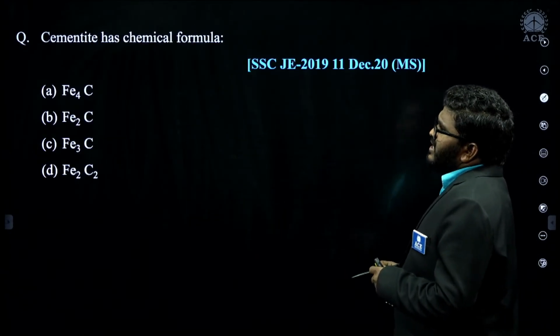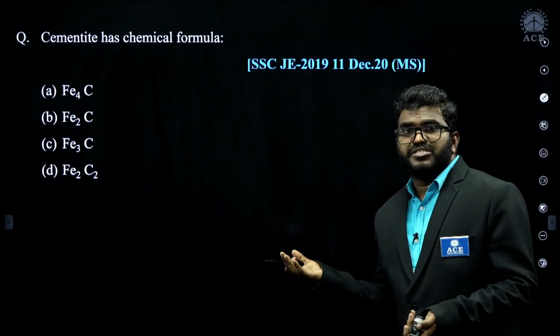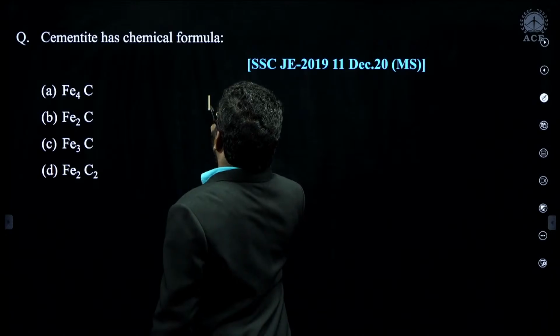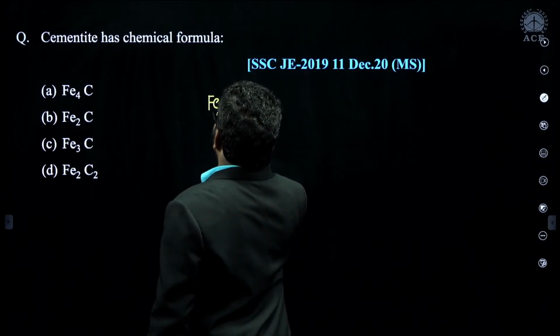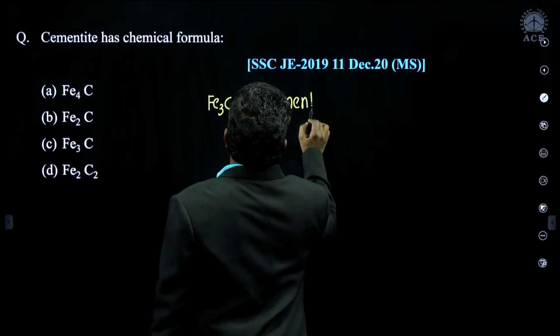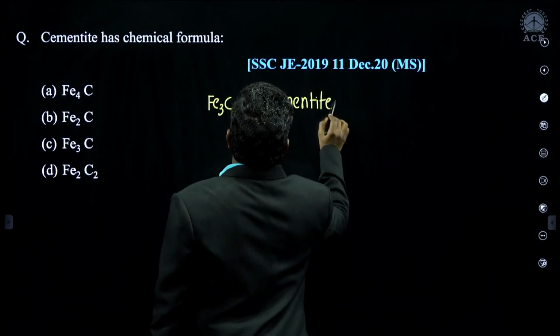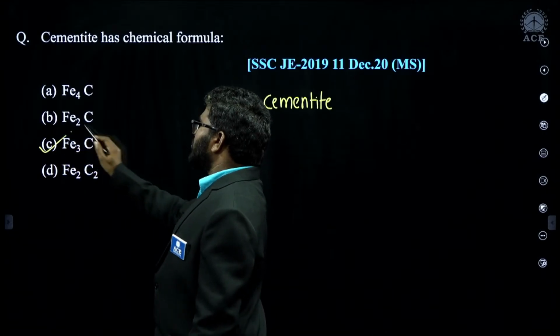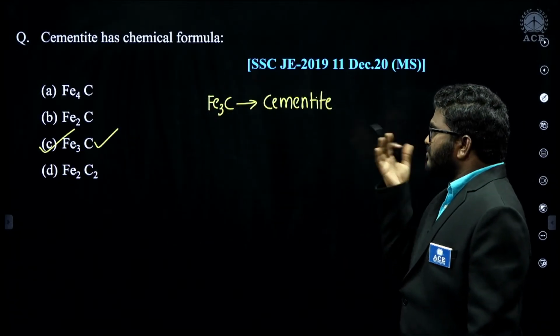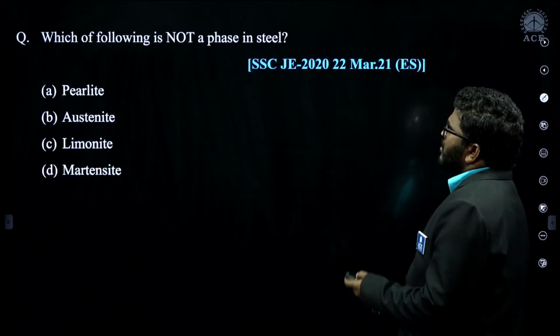Now, cementite has a chemical formula I also discussed. Cementite is 3 iron atoms, 1 carbon atom, and its structure is orthorhombic. C is the correct answer for this question. It's a very simple basic question.